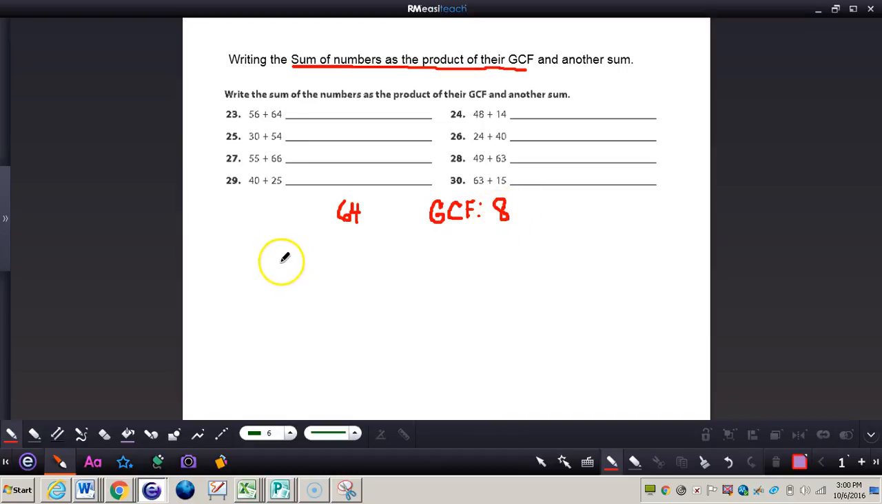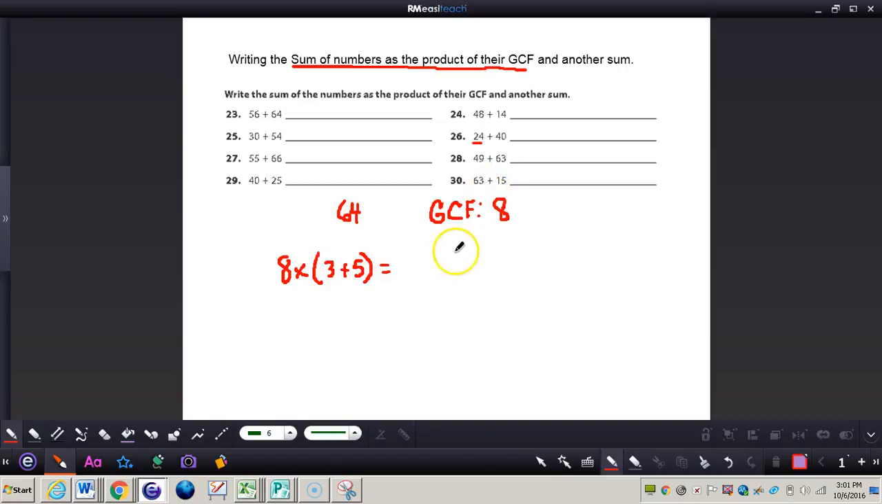Now, setting up our writing the sum of numbers as the product of their GCF and another sum, we have 8 first of all. We're going to multiply that 8 by what number gives us 24? 8 times 3 gives us 24. Then we're going to add that to the number we multiply 8 by to get the 40, which is 5. How do I know I'm correct? 3 plus 5 gives me 8. 8 times 8 is 64, which is the sum.